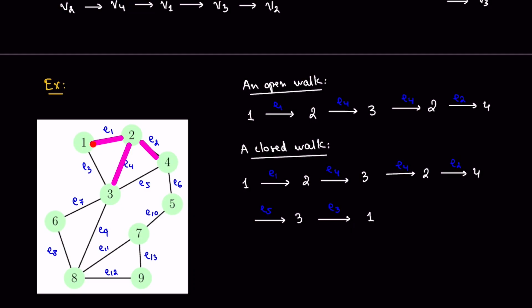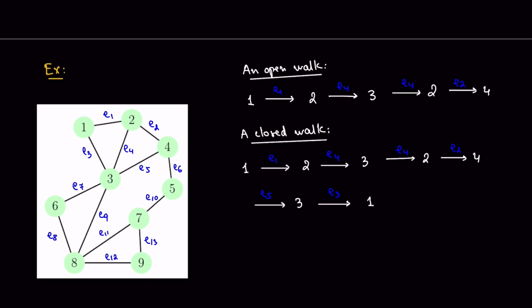That is, I'm going from 1 to 2, from 2 to 3, then 3 back to 2, 2 to 4, 4 to 3, and 3 to 1. So I have a closed walk.